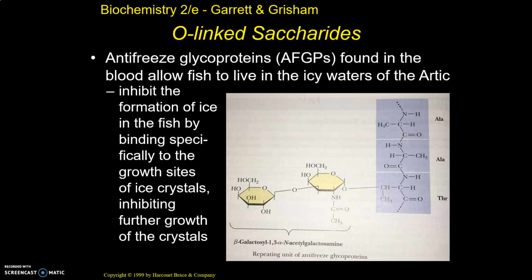Okay, so what's an example of an O-linked saccharide? Well, antifreeze glycoproteins are found in the blood. They actually allow fish to live in icy waters without freezing because they're in freezing waters. So they can inhibit formation of ice by binding to the growth sites of ice crystals. So what they do is they act as a blocker, again, a bodyguard, preventing this unwanted interaction from taking place. In this case, the unwanted interaction is the formation of ice.